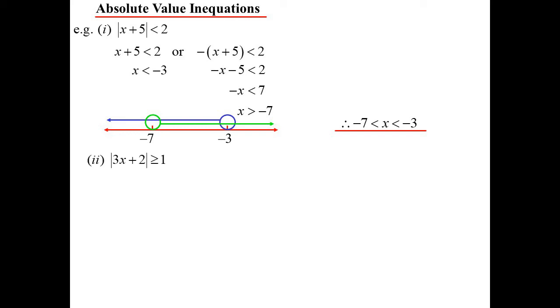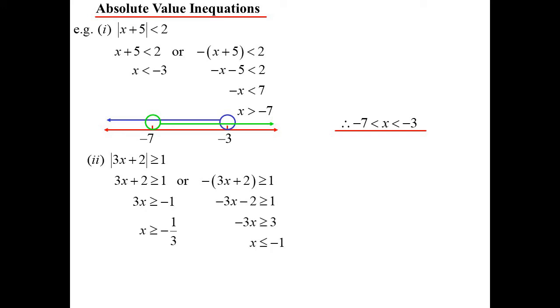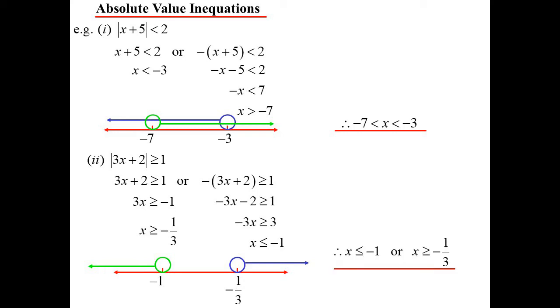Let's do another one. So same idea, either 3x plus 2 is greater than or equal to 1, or the negative of 3x plus 2 is greater than or equal to 1. Solve the first one, I get greater than or equal to minus a third. Second one, less than or equal to negative 1. Let's have a look at those. So minus a third. Okay, so this time it's not the intersection, it must be the union of the two solutions. So we've got x is less than or equal to negative 1, or greater than or equal to minus a third.